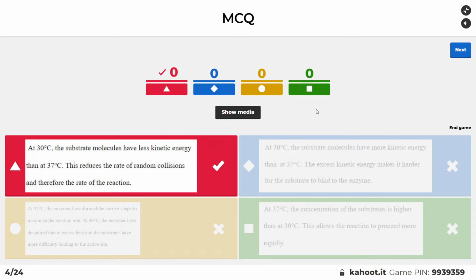Yep. But yeah, higher temperatures increase randomness and collisions. You kind of learn more about that in chemistry.